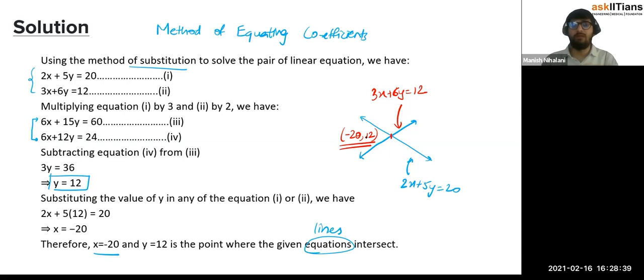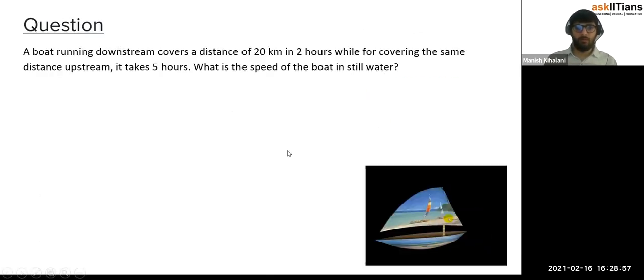How did we get this point? After solving the equations simultaneously, right? So this method was known as the method of equating the coefficients, right? So now let's solve one more question.